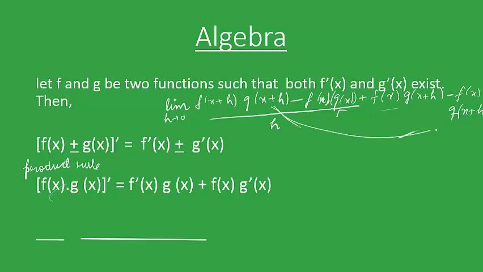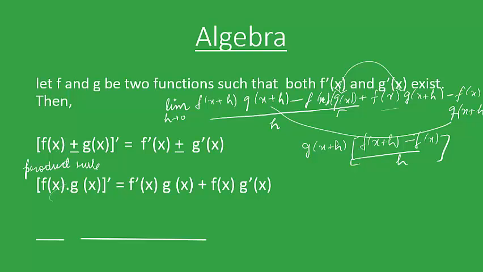Couple these terms and these terms. So if you couple these two terms, you'll be left with g of x plus h. So let's write down. I don't think it will take much time. So let's couple these two terms. We have f of x plus h minus f of x upon h here.